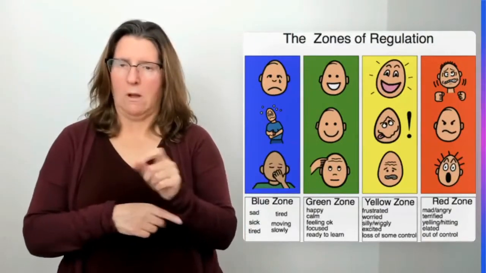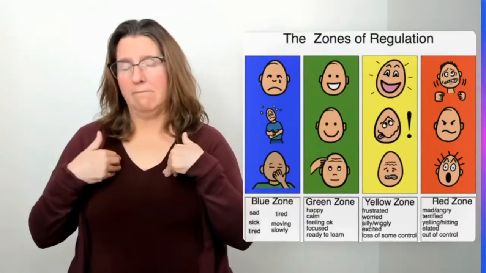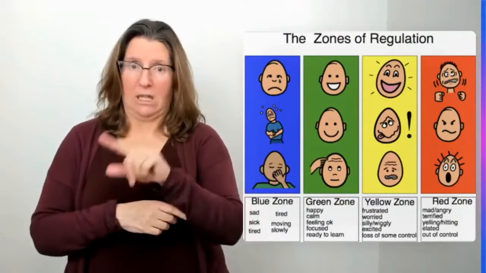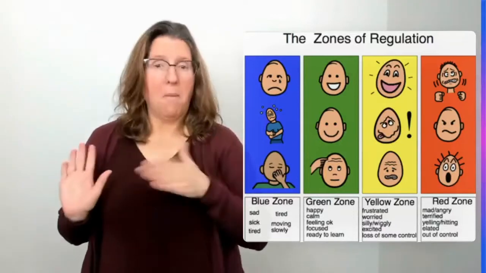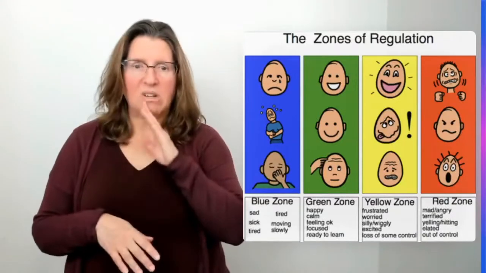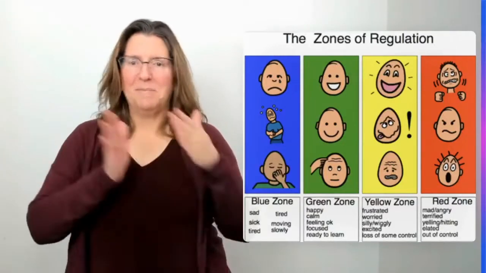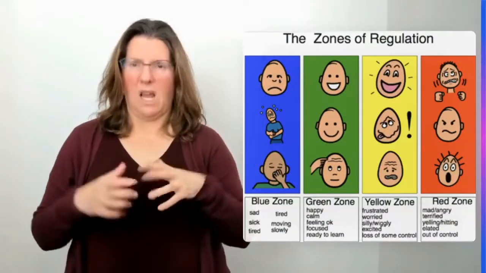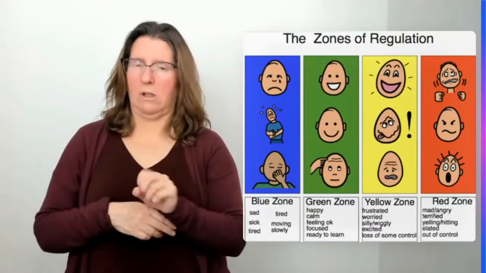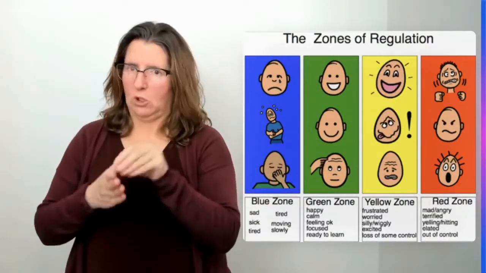We have something called the zones of regulation. The blue zone represents feeling tired, low energy, and so on. The green zone represents feeling focused and ready to learn. The yellow zone represents feelings of frustration, worry, silliness, excitement, and so on. The red zone represents feelings of anger, fear, etc. So, as you observe the students in your class, can you identify the zone they are each in?